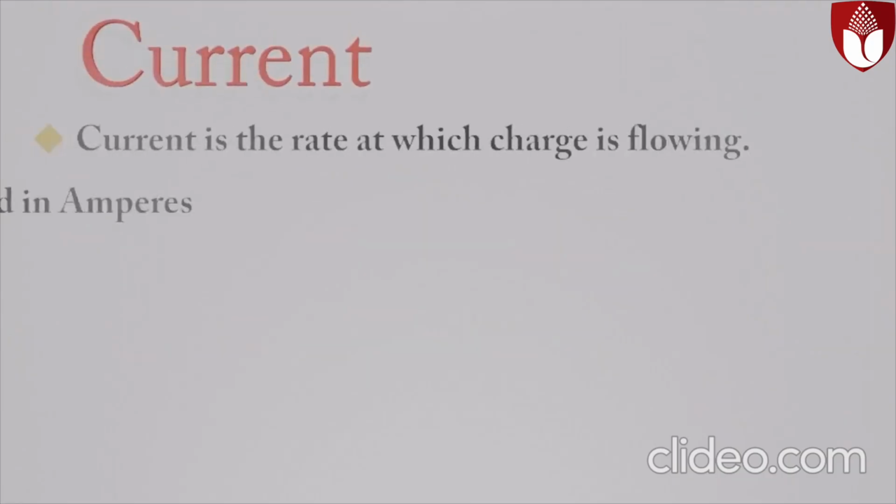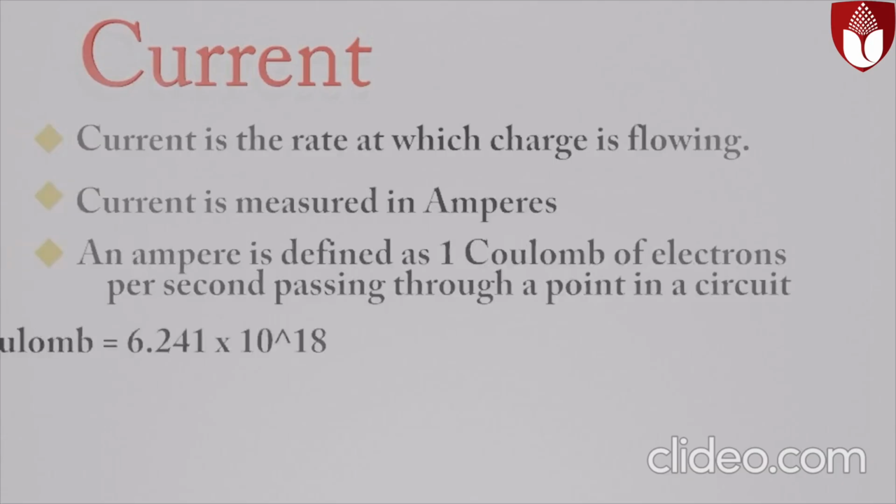Current is the rate at which charge is flowing. Current is measured in amperes. An ampere is defined as 1 coulomb of electrons per second passing through a point in a circuit.